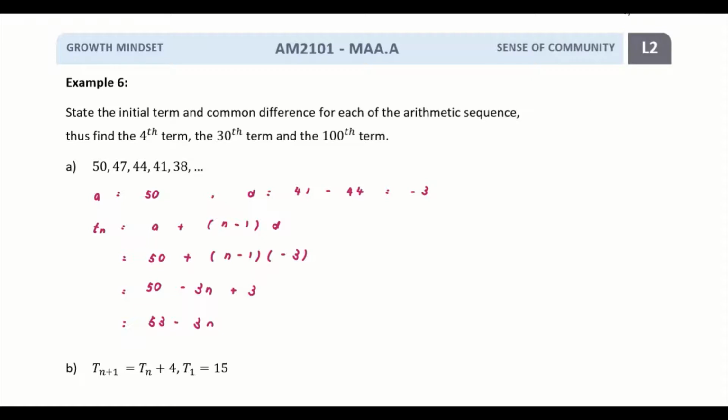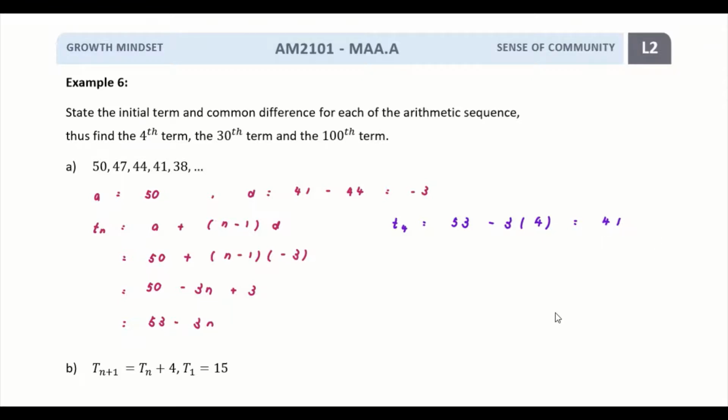After we get the nth term rule, now we can start to find our terms. For example, we need to find the fourth term. What we need to do is just substitute n into our formula. Since you are finding the fourth term, your n is 4, so we are just changing the n to 4. So 53 minus 3 times 4. That gives us 53 minus 12, and that is 41.